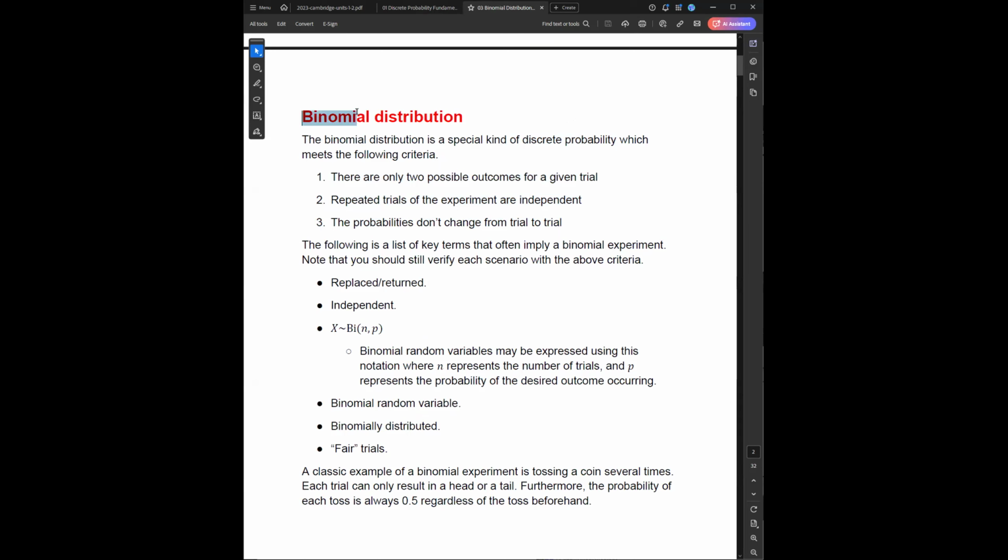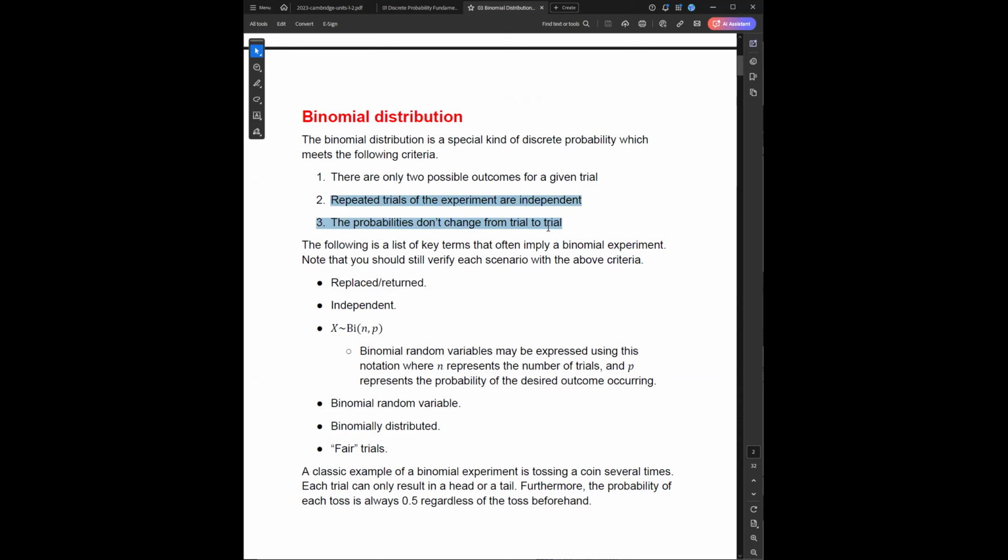In fact, that's where the name came from. Binomial, binomial meaning 2, basically. If you think about the binary system, ones and zeros of a computer, it's, well, ones and zeros. It's 2 outcomes. The other criteria that you need to meet is independence and probabilities don't change from trial to trial.